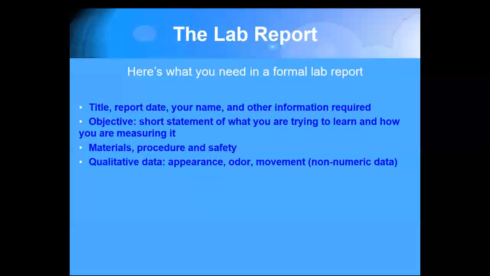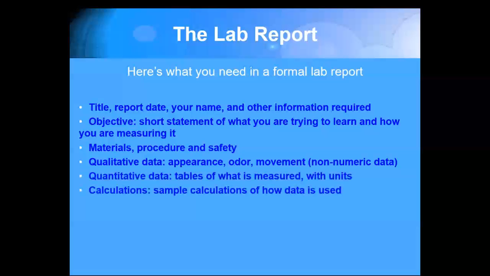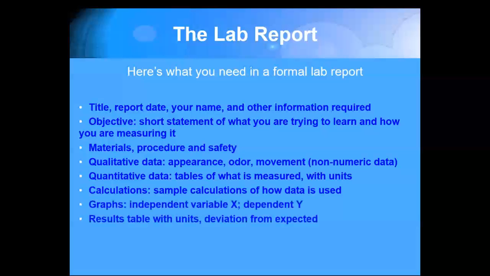Then qualitative data. Then quantitative data, always reported in tables with units at the top. Sample calculations of how you use the data to get to your results. Any graph that you might have, which frequently will be after a results table that has units and deviation from the expected results in it. So you can switch off graphs and results for logical progression. Then a conclusion that answers the question you raised in your objective.